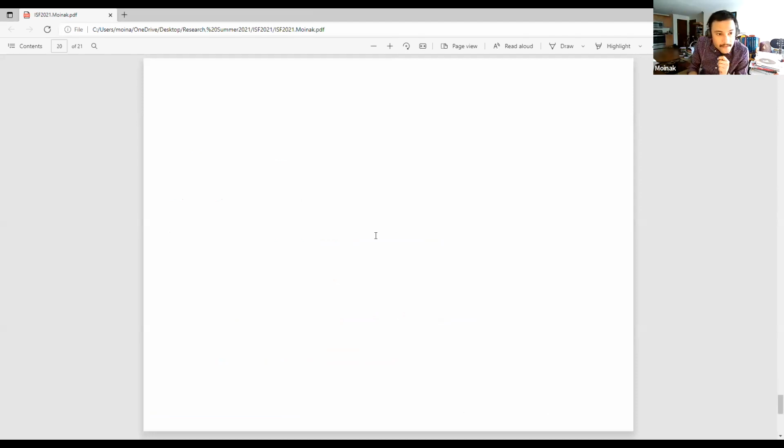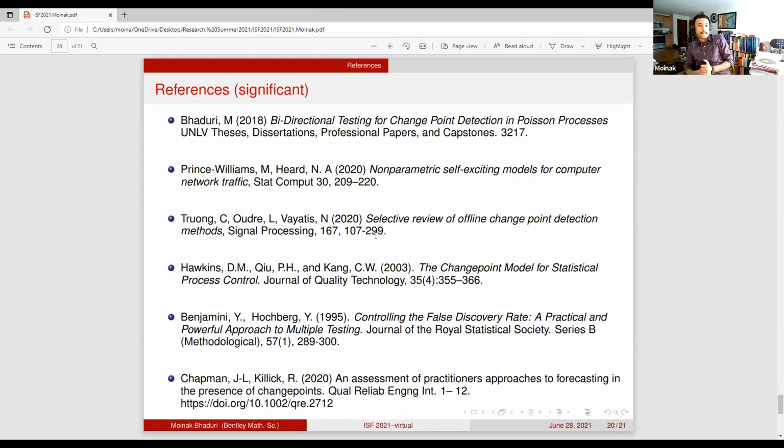Some references. The first describes this algorithm in greater detail. That's my dissertation. If you haven't, please take a look. It has more details about all this. And the last, this 1995 paper, is all about multiple testing, which is a crucial tool that we are using throughout, right?